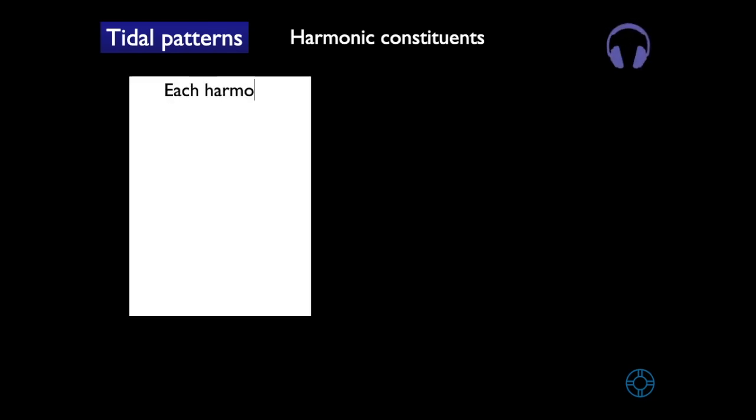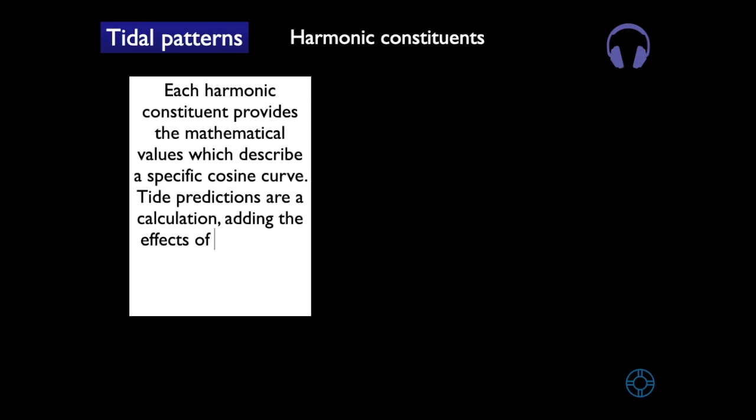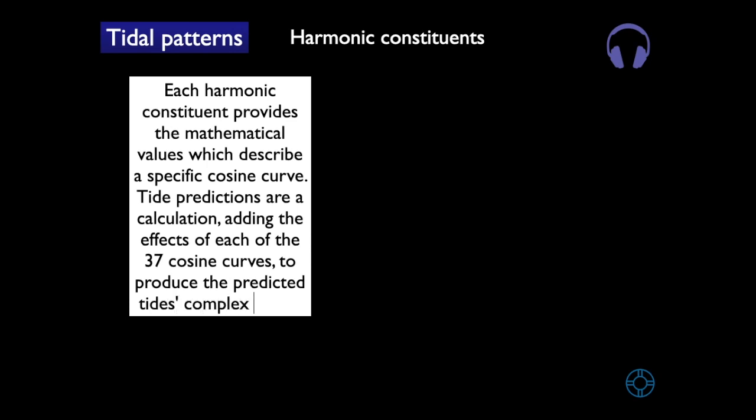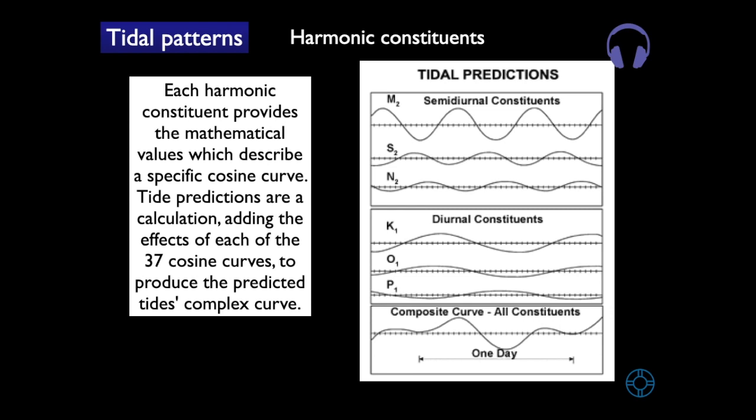Finally, each harmonic constituent provides the mathematical values which describe a specific cosine curve. Tide predictions are a calculation adding the effects of each of the 37 cosine curves to produce the predicted tides' complex curve. Take a look at this example.